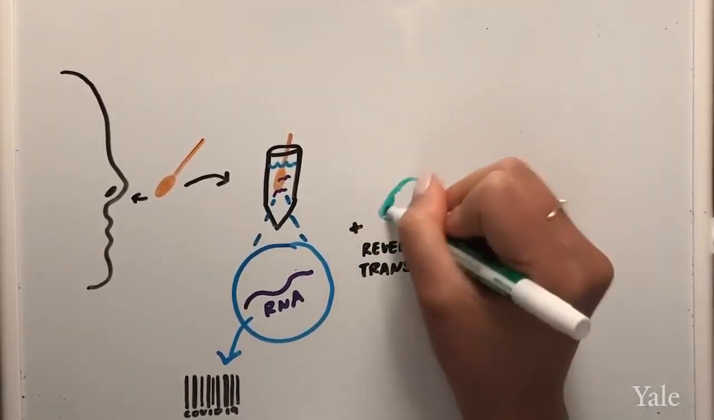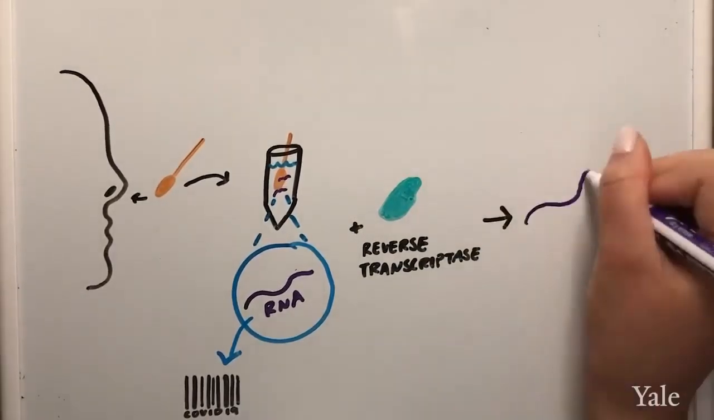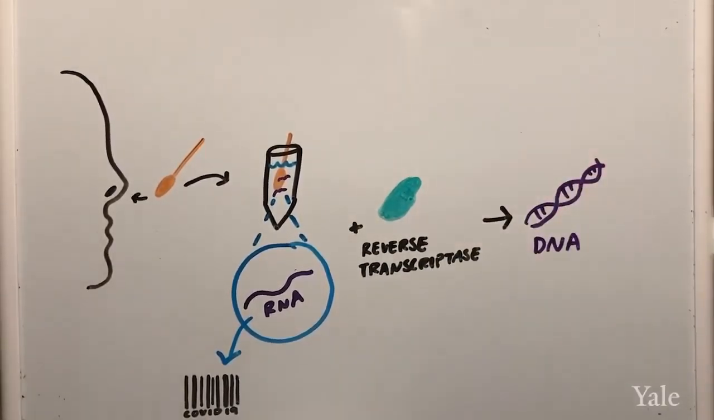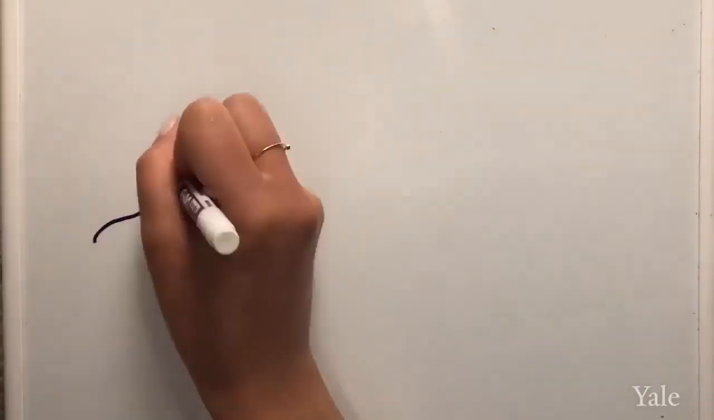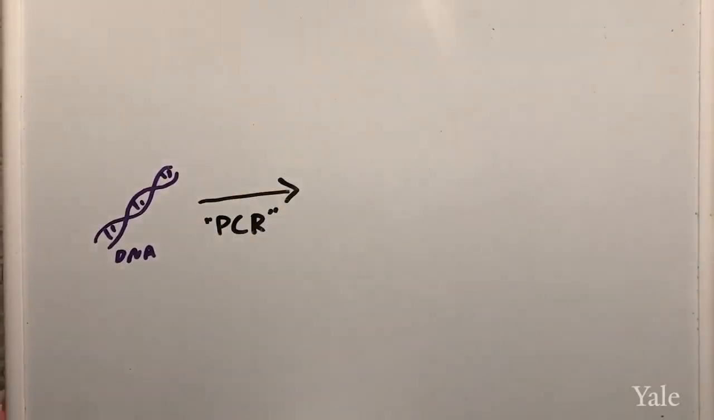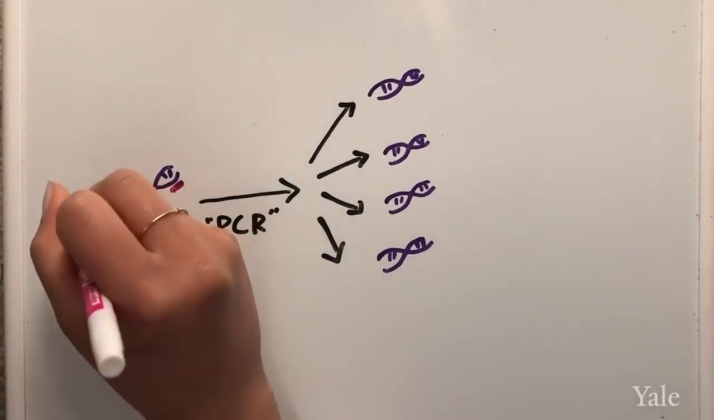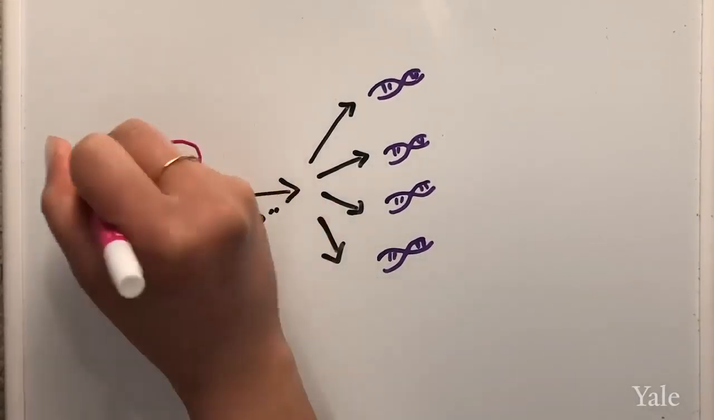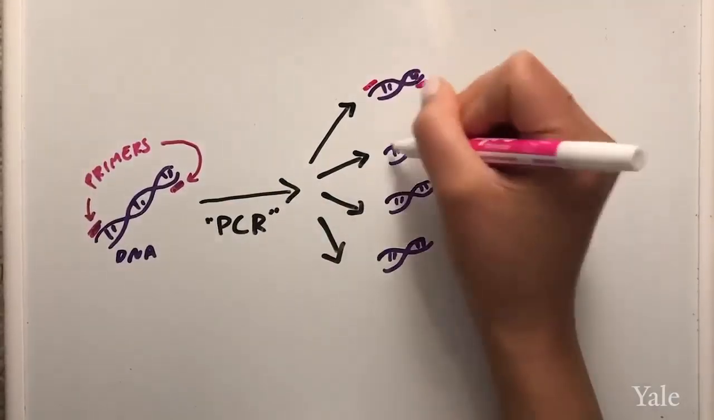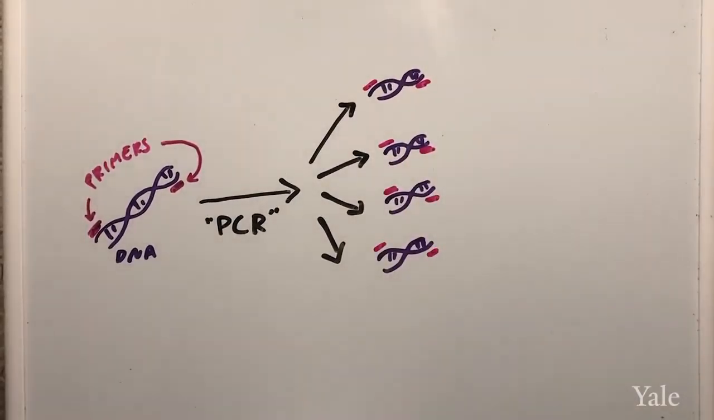Once the RNA is extracted, scientists add an enzyme called reverse transcriptase to turn the RNA into DNA. Next, they use a polymerase chain reaction, or PCR, to make more copies of the DNA. To do this, scientists add primers, which are short sequences that can be designed to attach only to fragments that make the sample DNA uniquely COVID-19.